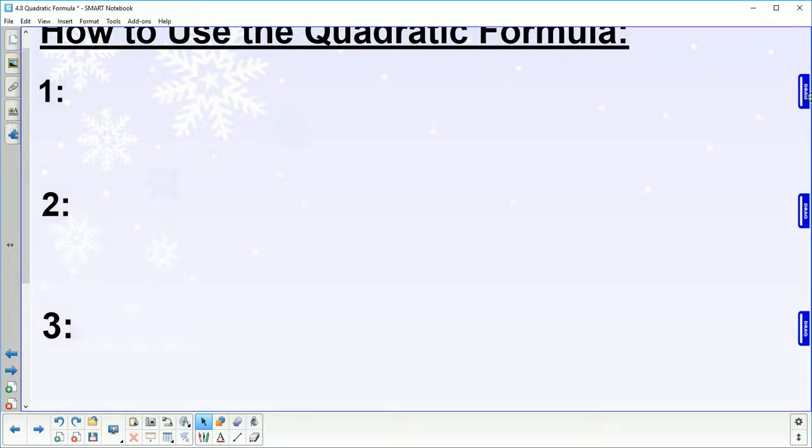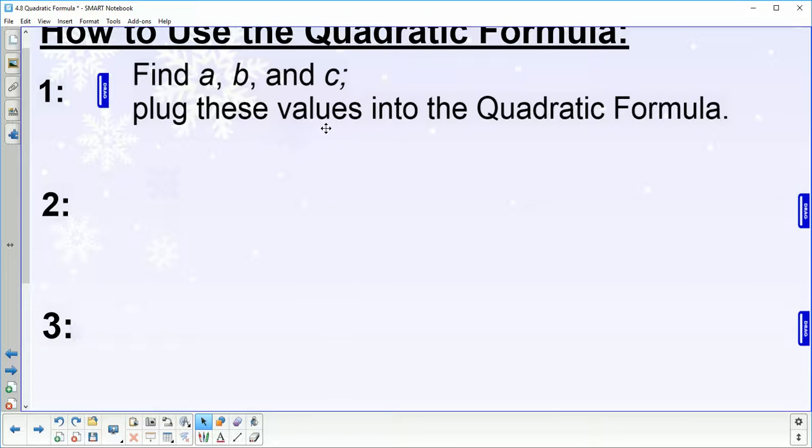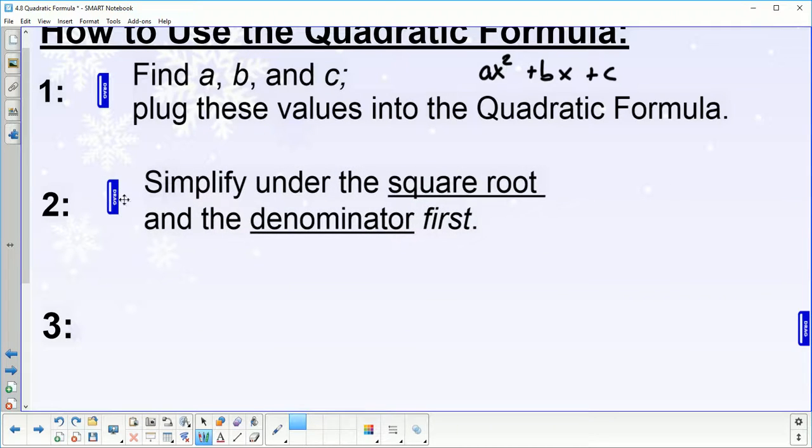Okay, so let's talk about how we do this. To use the quadratic formula, we first need to identify a, b, and c, and then we're going to plug those values into the quadratic formula. Remember, a, b, and c, if we're talking about a quadratic, means we have something that is ax squared plus bx plus c. So a is always in front of x squared, b in front of x, and c is the constant by itself.